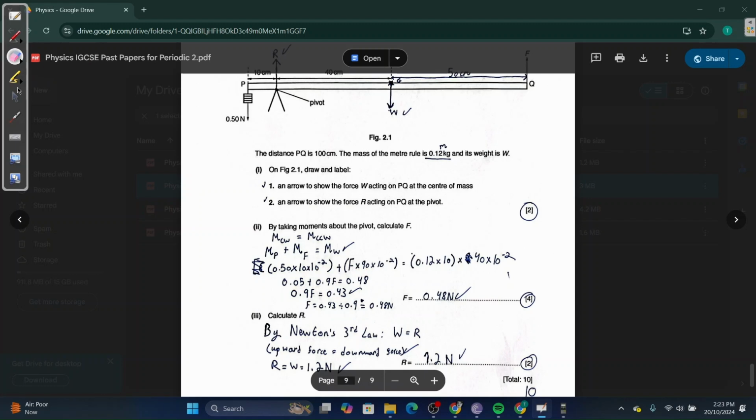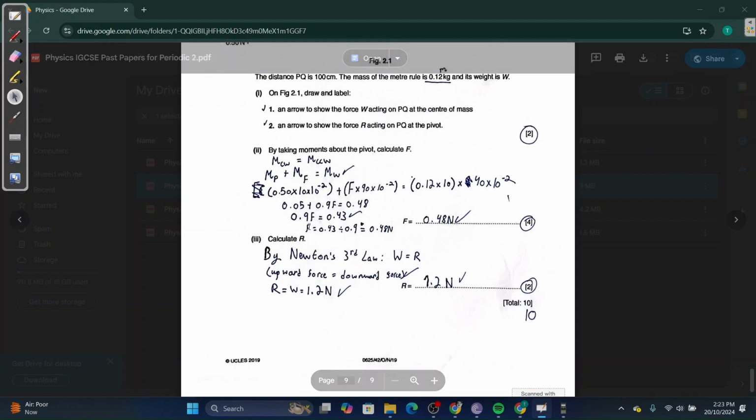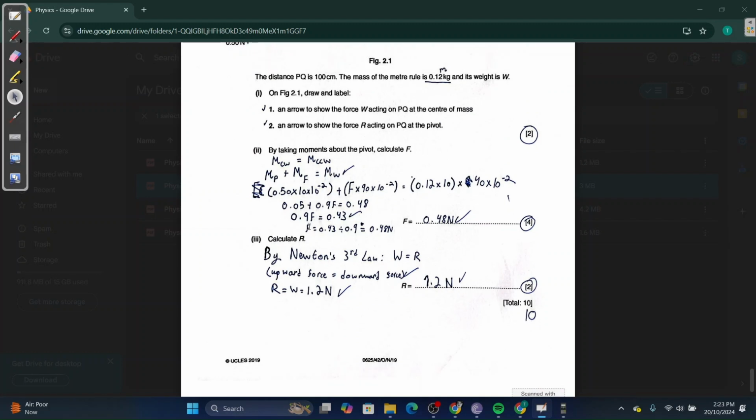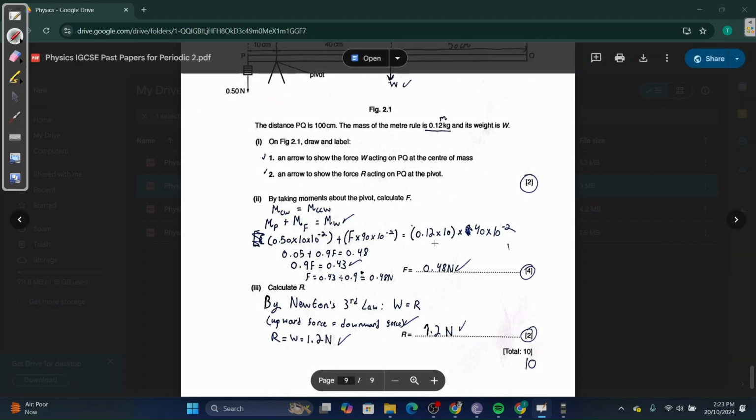Okay, calculate R. Now I said by Newton's third law, for every action there's an equal and opposite reaction. So the weight is equal to the normal reaction. The downward force is equal to the upward force, the downward force being the weight, and the upward force being the reaction. So R also equals 1.2 newtons. You can calculate the weight, we calculated it here. This is our weight. So it's going to be 1.2 newtons, and R is also going to be 1.2 newtons.